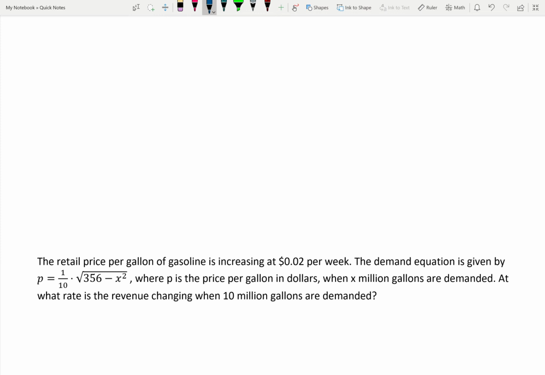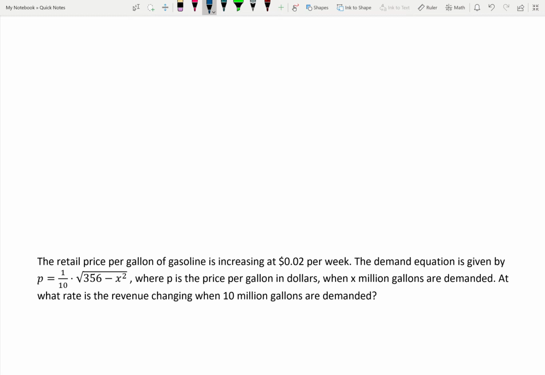Alright guys, let's do our last related rates problem. Here we have the retail price per gallon of gasoline is increasing by 2 cents per week. The demand equation is given by P equals this hot mess, where P is the price per gallon in dollars and X is in millions. At what rate is the revenue changing when 10 million gallons are demanded?